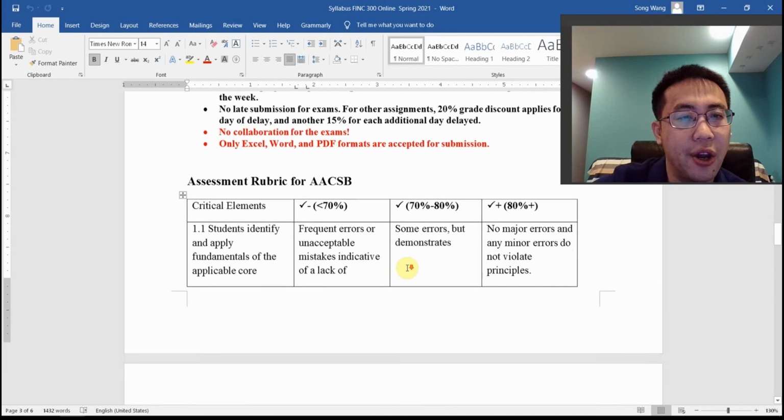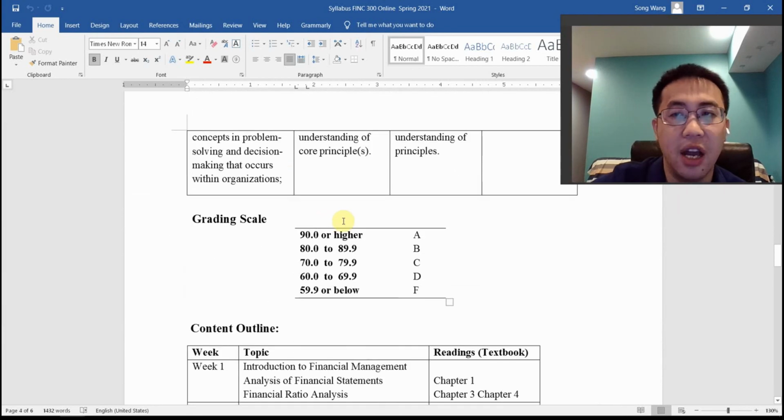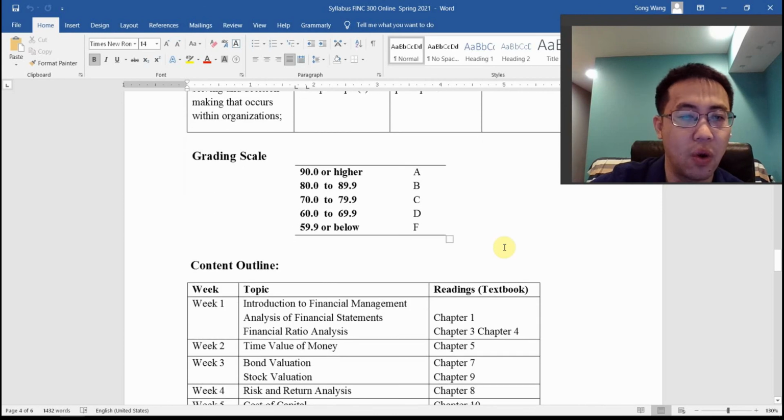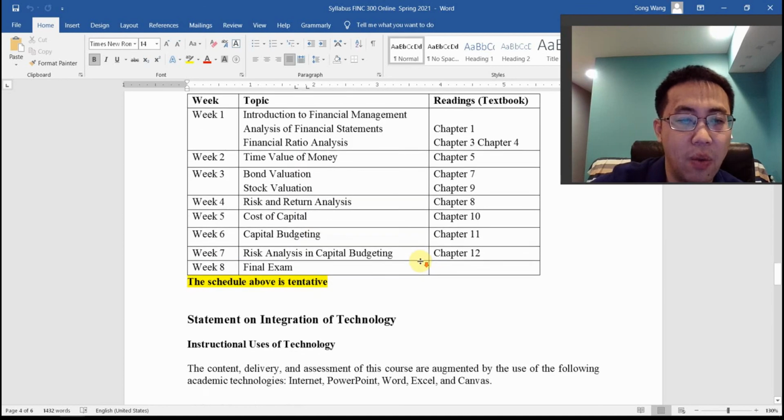And here is the rubric. I just put it here for formality, and my grading scale is pretty similar to other professors. If you get 90% or above, you get an A; 80% or above, below 90, you will get a B, and so on and so forth. So here is a content outline telling you what chapters you should finish after each week. So just to go one by one.